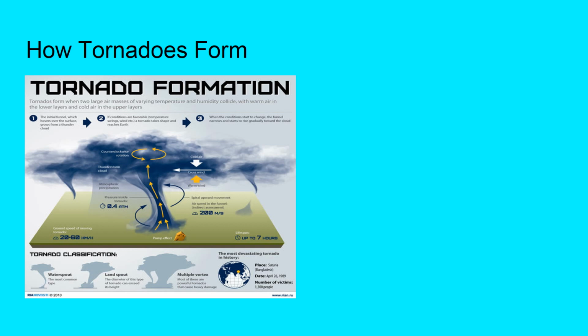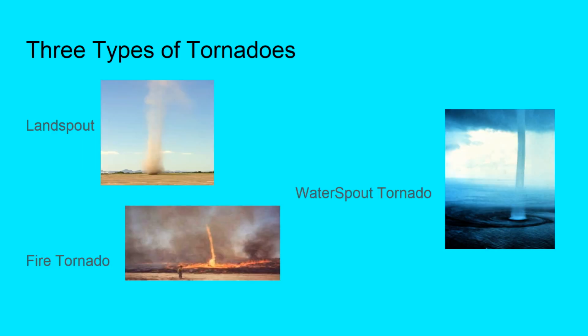Tornadoes are formed when two large air masses of varying temperature and humidity collide, with warm air in the lower layers and cold air in the upper layers, as seen in the image. The three types of tornadoes are landspout, waterspout, and fire tornado.